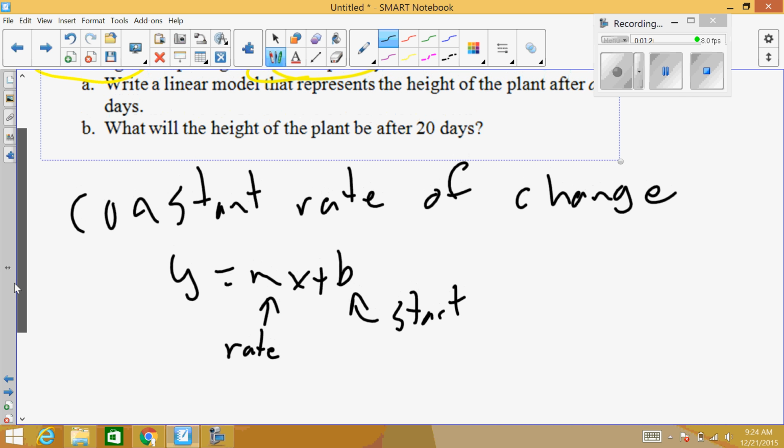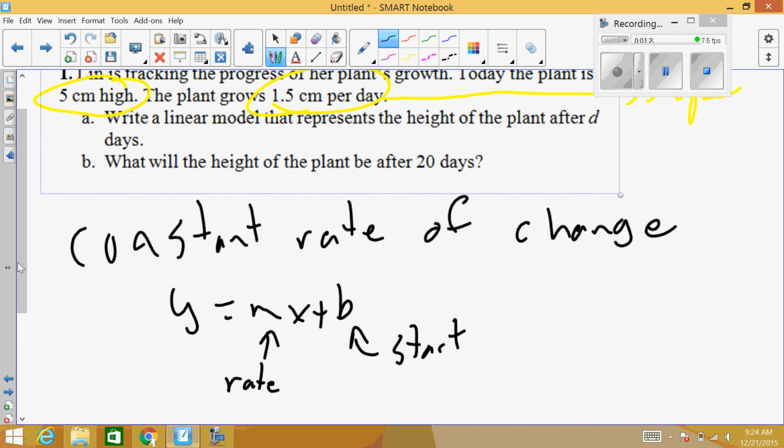So if I look at part A here, write a linear model that represents the height of the plant after d days. Well, I'm going to have to change around some variables here, because I need height and date. So instead I might be thinking the height is equal to my slope, goes in for m, 1 5/10. Instead of x, we're going to use d for number of days, plus our starting height, 5 centimeters. There we go. That wasn't so bad.